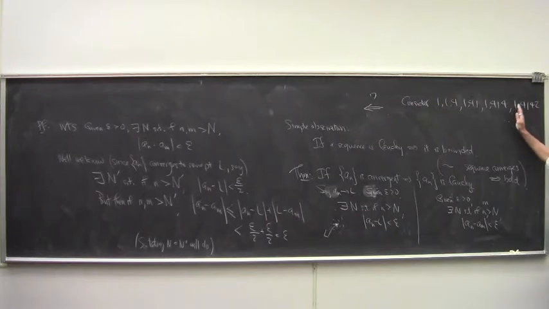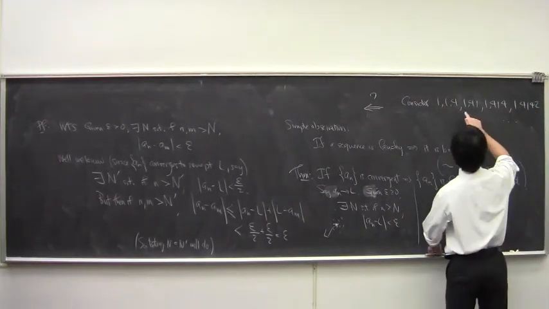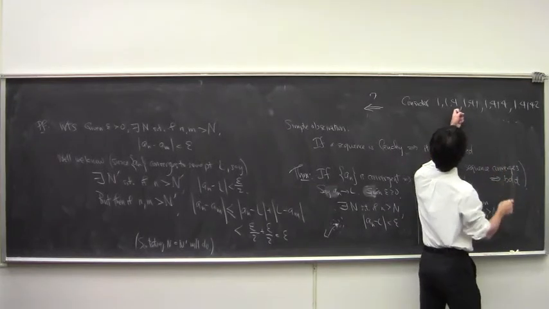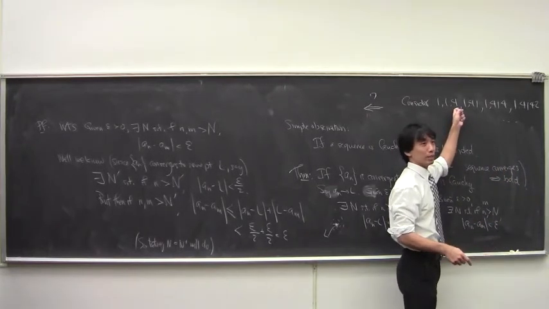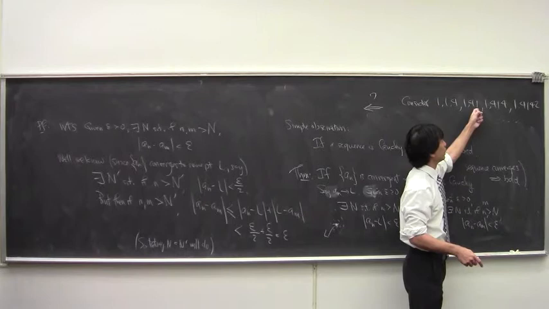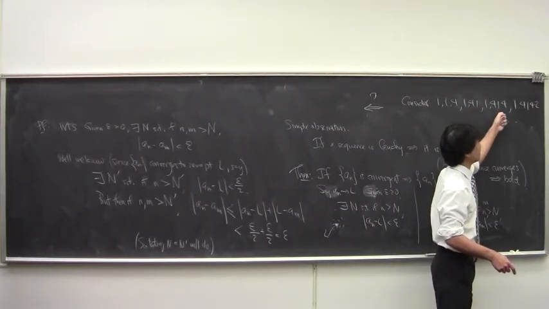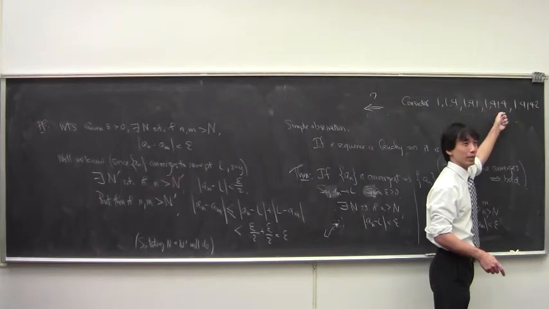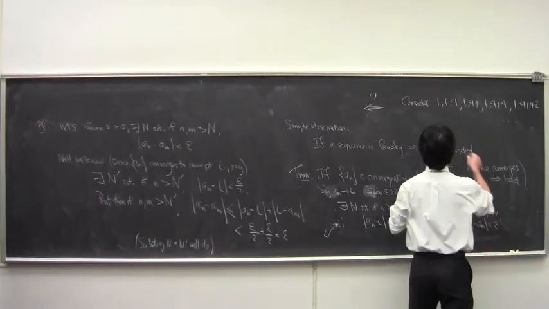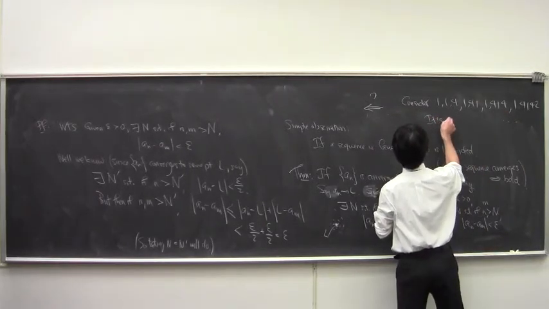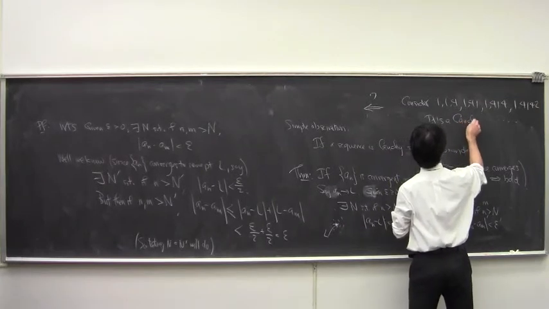Because you can make everybody past this point within 0.1 of each other. Everybody past this point is within 0.01 of each other. Everybody past this point is within 0.001 of each other. It's definitely a Cauchy sequence.